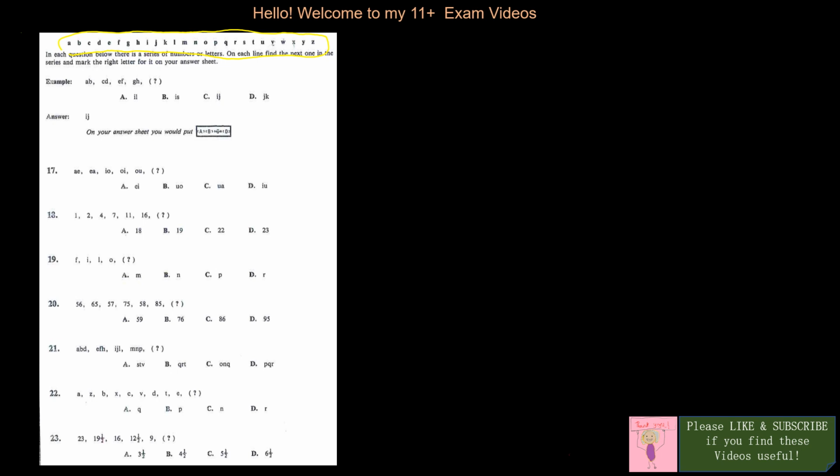So A, B, you see A and B have been grouped together, then C and D, then E and F, G, H. The next one will be I and J. So it's going to be I, J. So that's what it is, I, J. So now on to the next question.